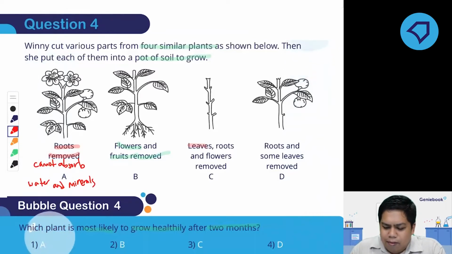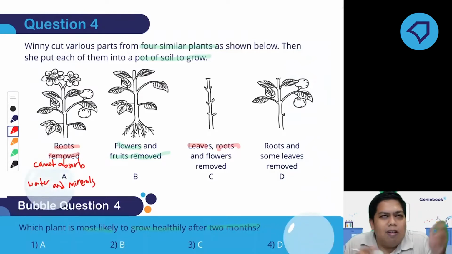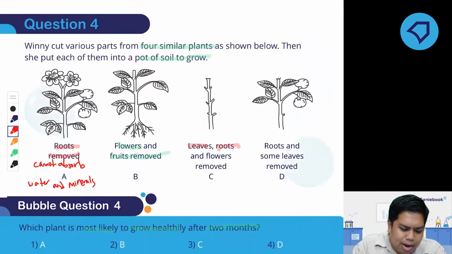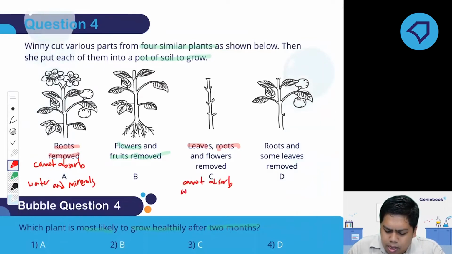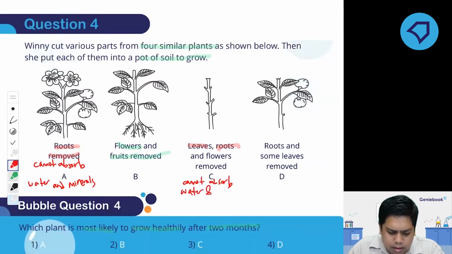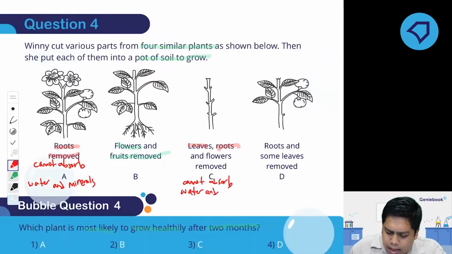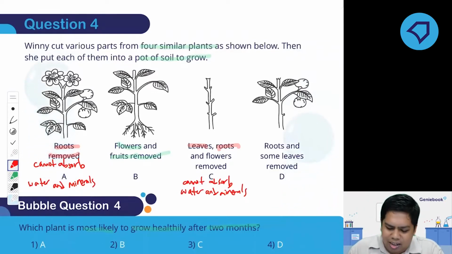Next one, the leaves, the roots, and flowers are removed. Flowers you remove, not so important. But the leaves and the roots, when you remove them, what will happen? Firstly, about the roots, again, cannot absorb water and minerals. Rewrite that properly. And then what about when you remove the leaves, which we will be learning later on, it cannot make food. Yes, Joyce, correct. So cannot make food also.